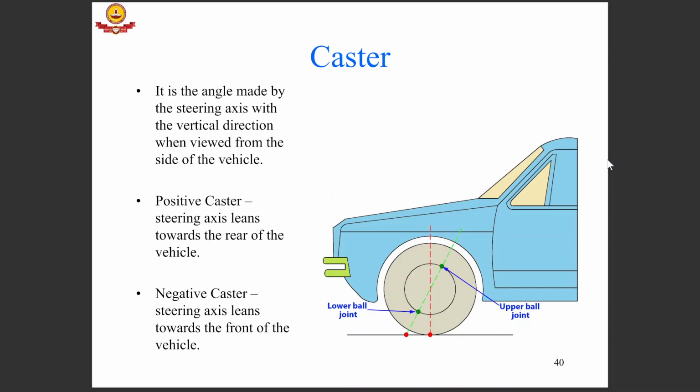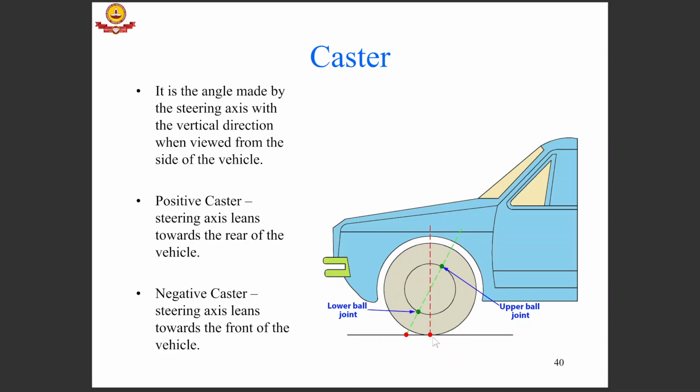The second term in wheel alignment is called caster. In the steering system, this particular wheel is mounted at these two points, the upper ball joint and lower ball joint. So this forms an angle. This dotted axis which goes through the upper ball joint and the lower ball joint is the axis about which the wheel rotates to allow for steering motion.